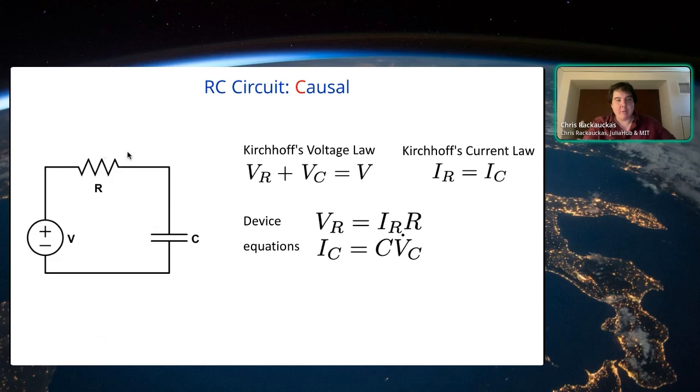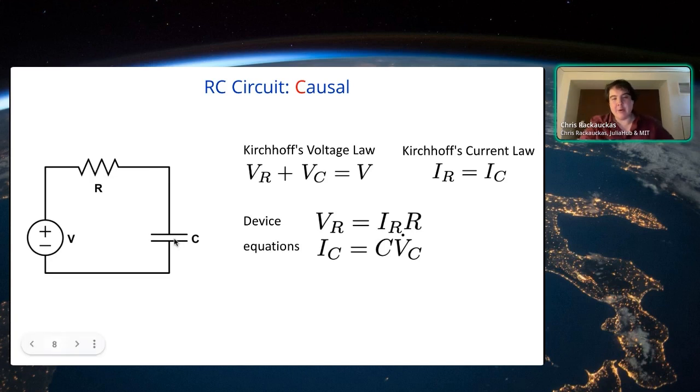we have a resistor, and the resistor itself has a voltage. The voltage across the resistor is defined as the voltage of the resistor. And what we say is that the voltage of the resistor is equal to the current through the resistor times the resistance. This is known as Ohm's law, if you remember back to your physics classes.